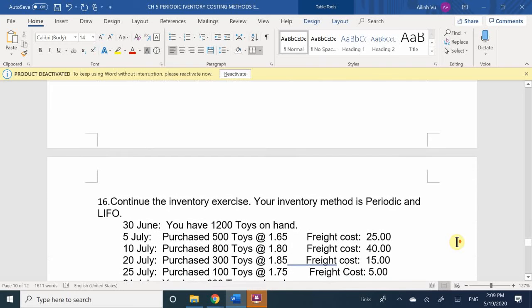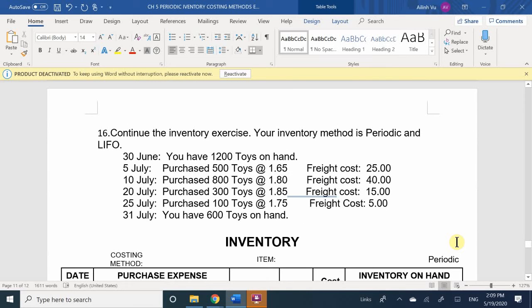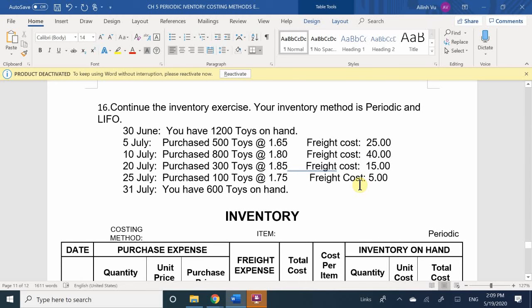So next we're going to continue with our LIFO problem, and now we're moving into July. Here we are, June 30th. You have 1,200 toys on hand. So what's the first thing you have to do when you recognize this? Start with the date. Yeah, 30.